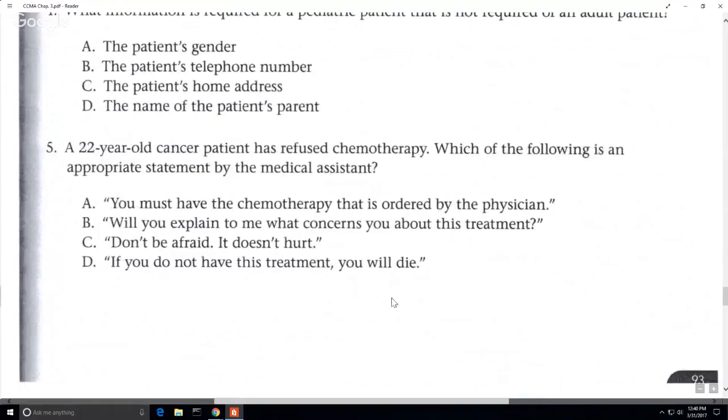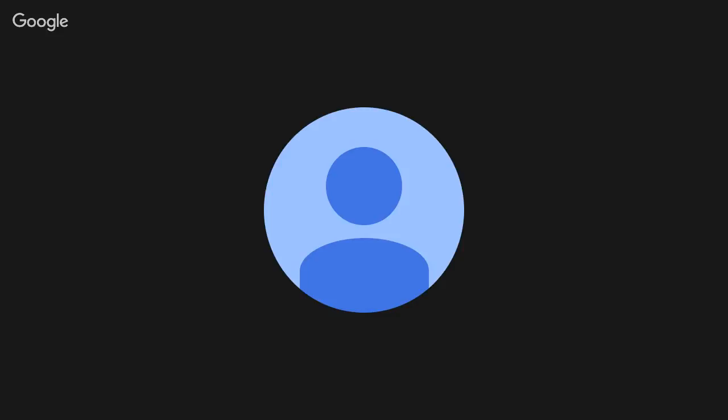D. A 22-year-old cancer patient has refused chemotherapy. Which of the following is an appropriate statement by the medical assistant? Will you explain to me what concerns you have about this treatment? B. That's right.